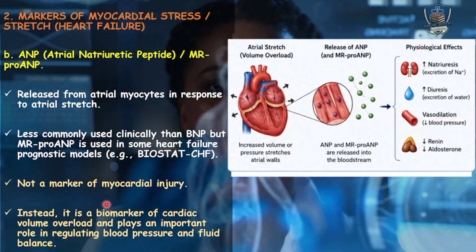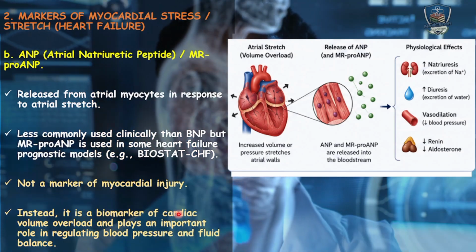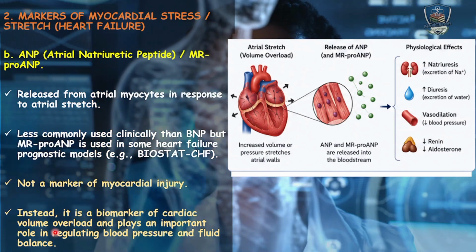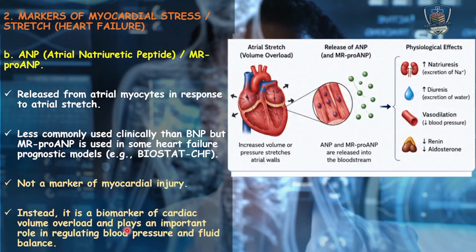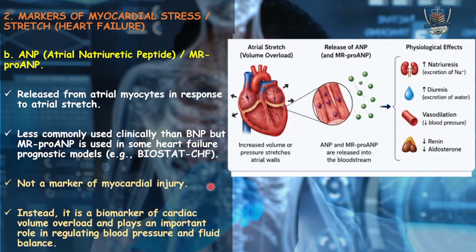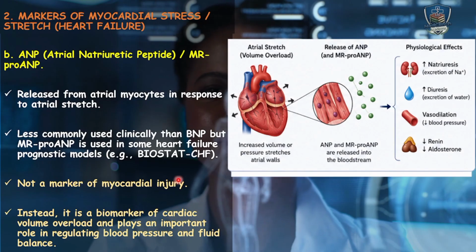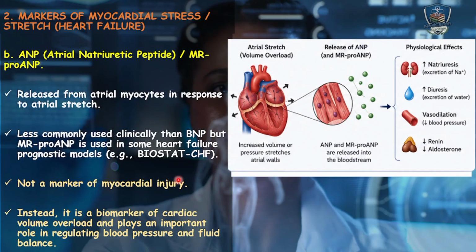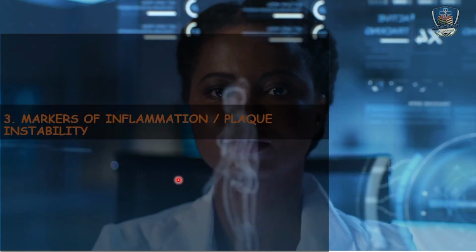So this one is a biomarker of cardiac volume overload and plays a vital role in regulating blood pressure and fluid balance. So it's always released with an aim of regulating blood pressure and fluid balance. Apart from that, we've got other markers that I don't want to explain.